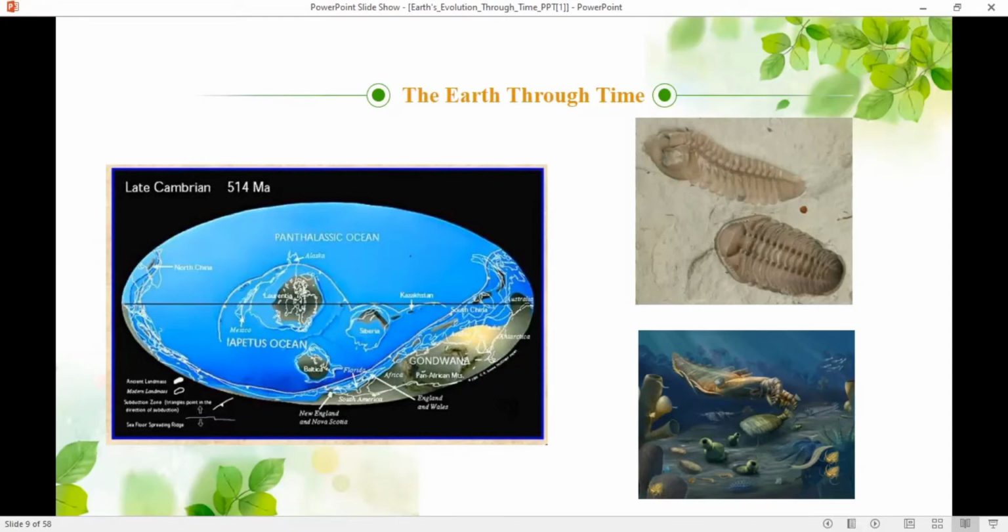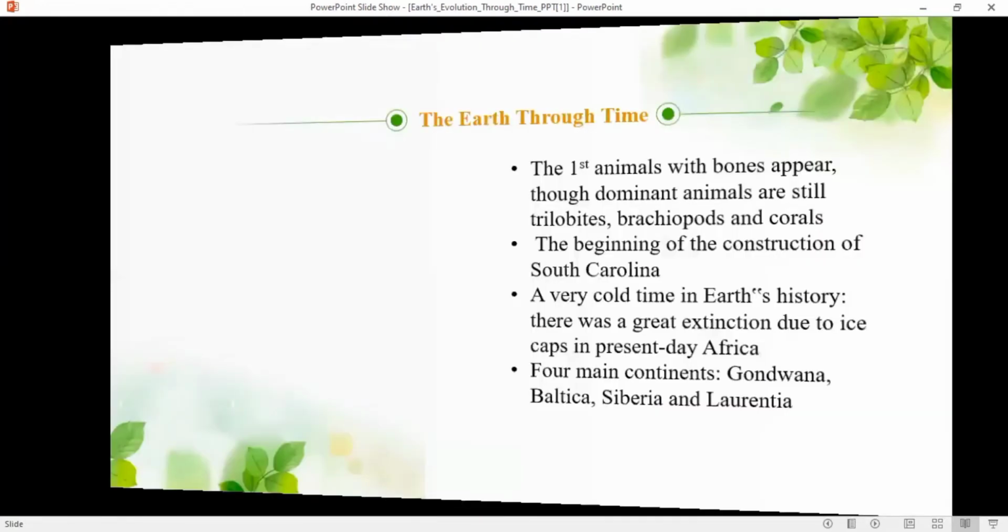So trilobites had their own protection from predators, so the predators could not attack them. While the brachiopods lived in shells resembling those of clams and cockles. As the years went by, the Cambrian period came to an end, and it led to the Ordovician period. Next is the Ordovician period.